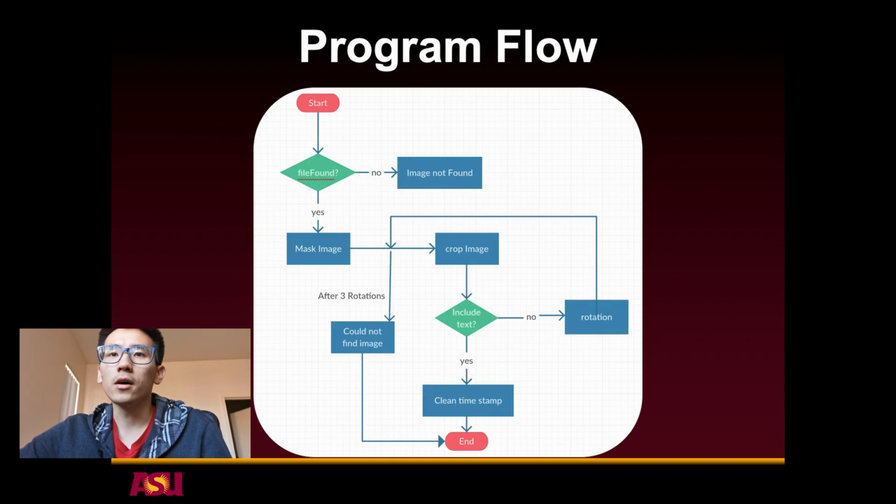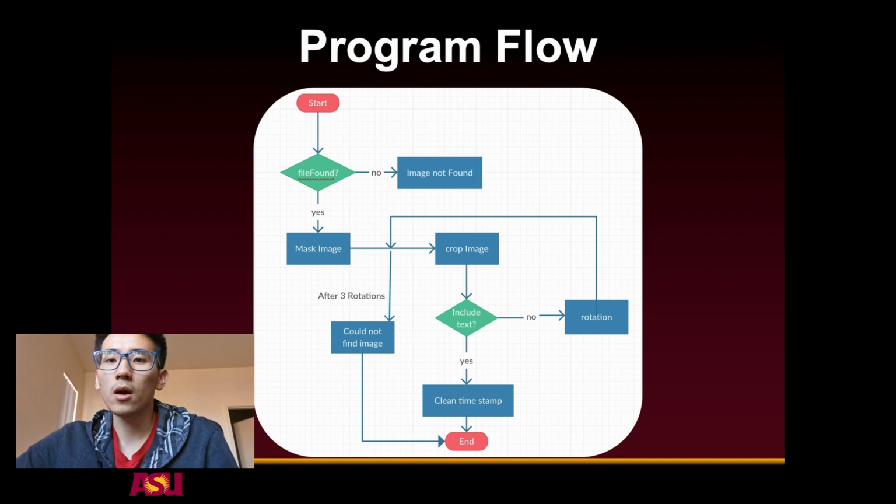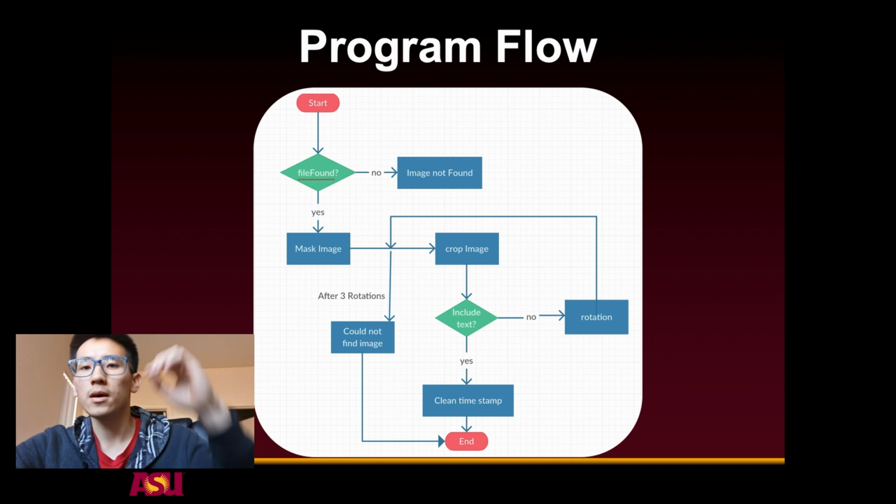So here is the program flow for our program. After we start the program, we will try to find the file. Is the image included in the file? If yes, we do the mask image, detect the image, and then mask the image. We'll crop the image for the timestamp.